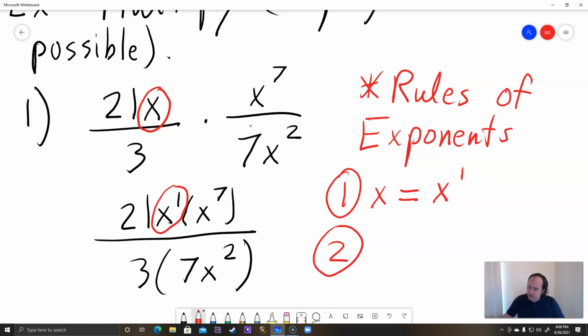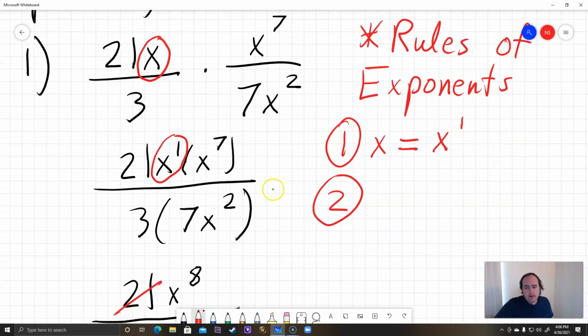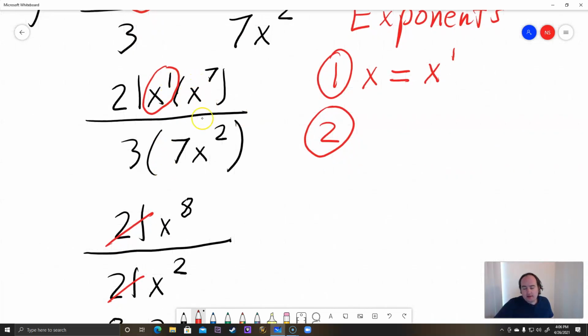The second rule of exponents we used was when we had x to the 1 times x to the 7. If you're multiplying exponentials with the same base, if you're multiplying powers with the same base, you add the exponents, or you add the powers. So we got x to the 1 plus 7 is x to the 8. So in other words, if you have x to the m times x to the n, if you're multiplying exponentials with the same base, you add the exponents. So that's going to give you x to the m plus n. So that was the one we used to go from here to here. X to the 1 plus 7 is x to the 8.